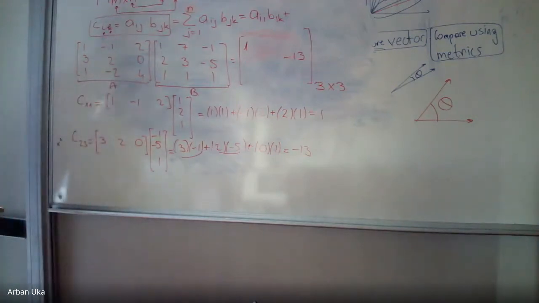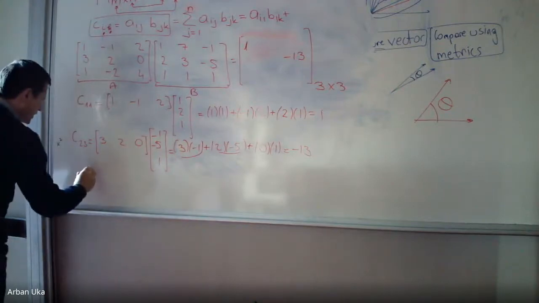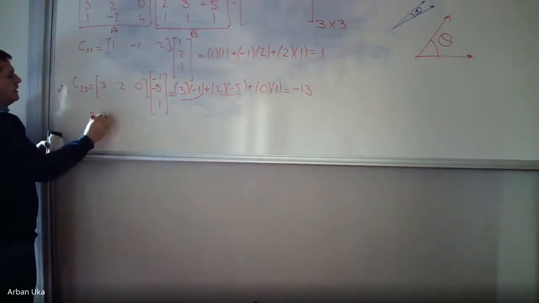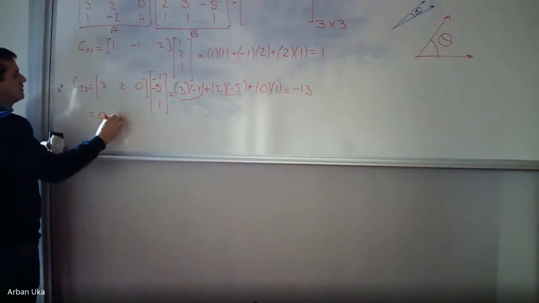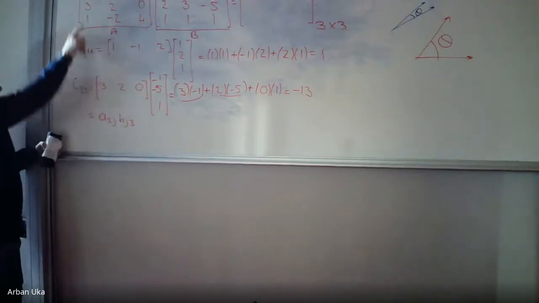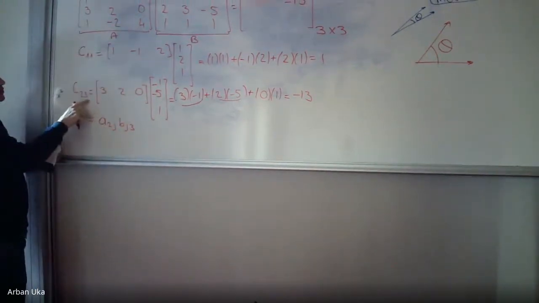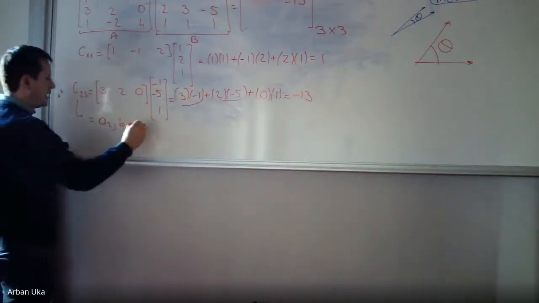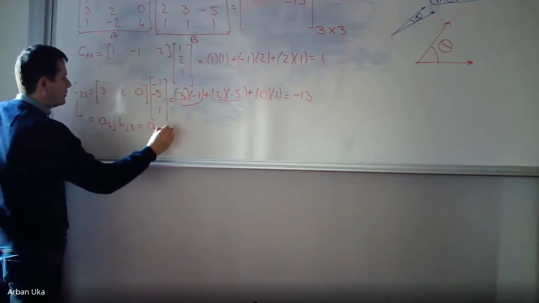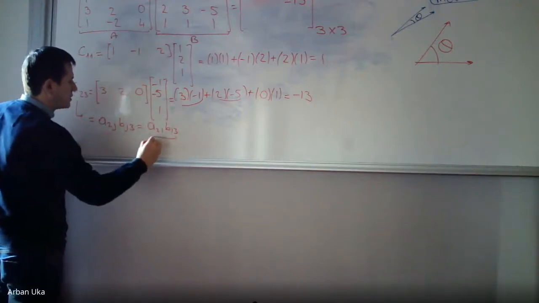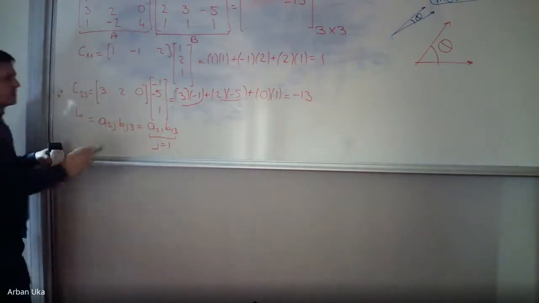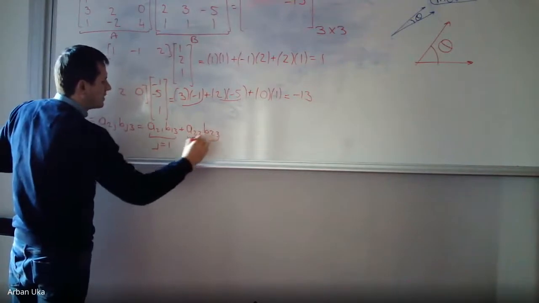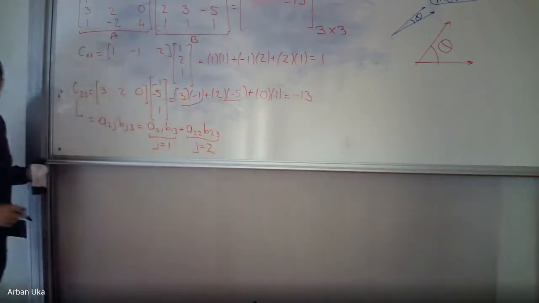Now, how would we write this differently? This would be written like this: A2j times Bj3, right? Based on the definition up there. So this is what we are doing here. I'm writing the same expression. But then this will be equal to A21 B13, because this is the case when j is equal to 1, right? Then we have plus A22 B23. This is the case when j is equal to 2.